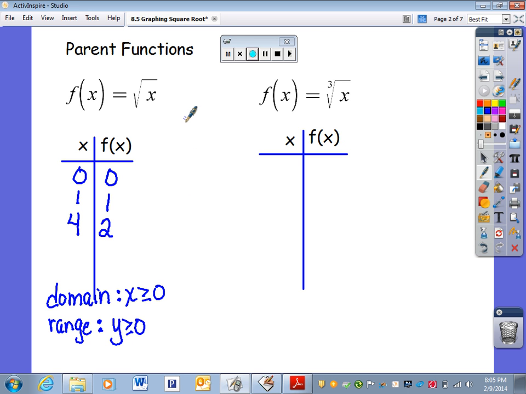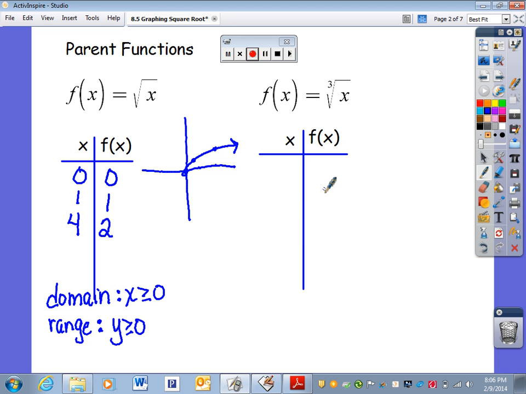And if we were to make a quick sketch of this basic parent square root function, and we started with 0, 0, and then we had 1, 1, and then we had 4, 2, this is the shape of our basic parent function for our square root.